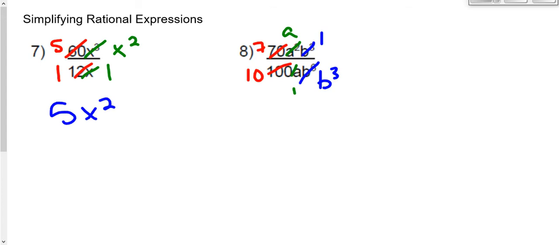Now all I have to do is combine the numerators, multiply those together. 7 times a times 1 is just 7a. And then we combine our denominators. 10 times 1 is just 10, times b cubed is 10b cubed.